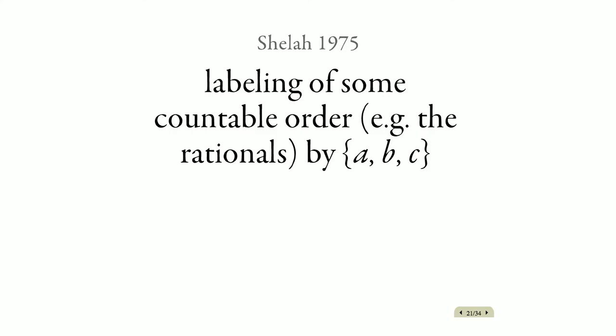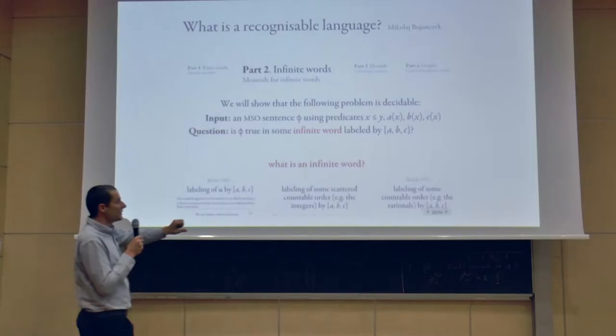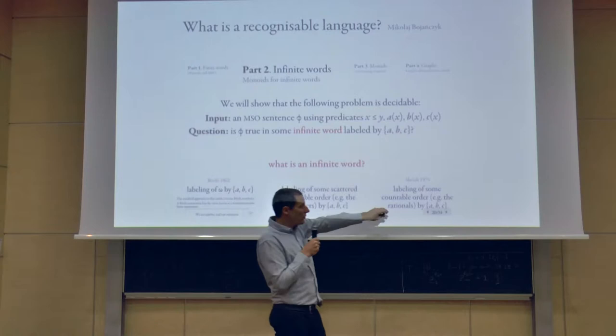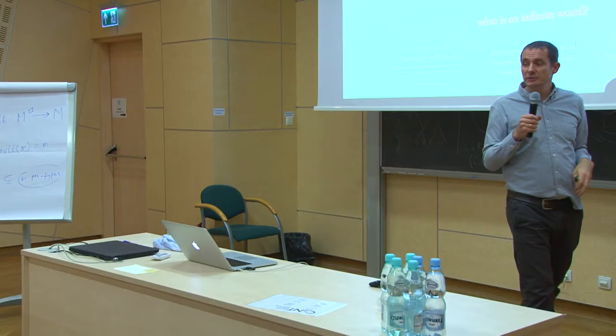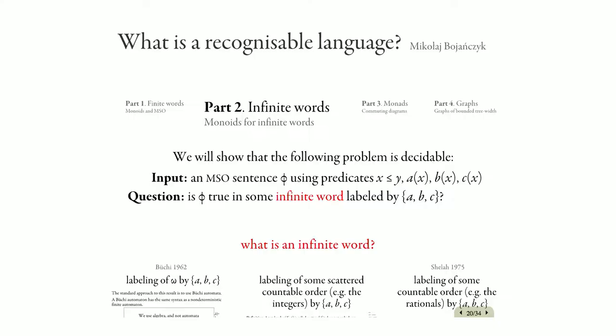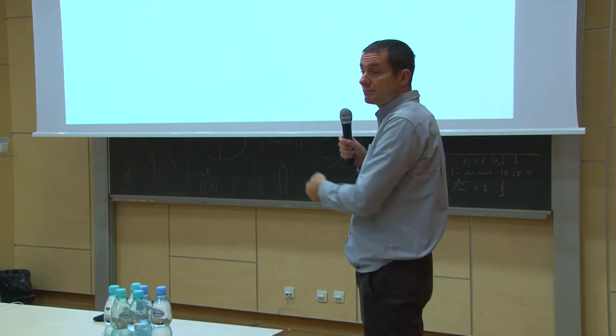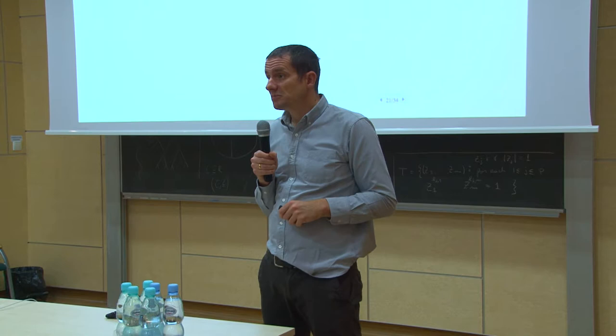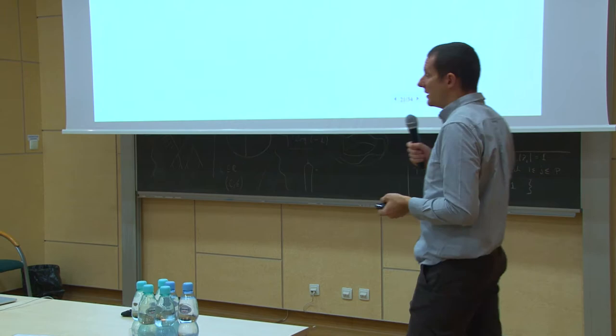Okay, so this ends the part about scattered countable orders, and now let's go to the more general setting of arbitrary countable orders, not necessarily scattered. The classic example, of course, is the rationals. This is an ordering that we have not covered so far, and as we will see, it's the only example, in a certain sense that will be made precise in a moment.